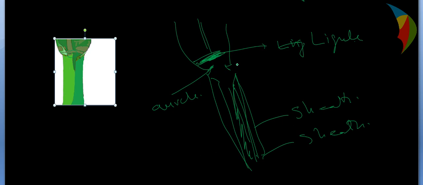And overall, we can see the leaf does the main function of photosynthesis, and translocation of the food material takes place from the leaf to the different parts of the plant, and the water from the roots is supplied to different parts of the leaf for photosynthesis by the vascular bundles which are spread inside the veins and the veinlets.